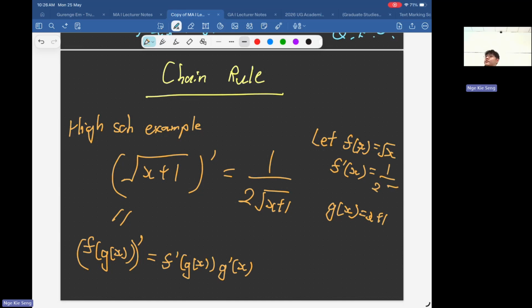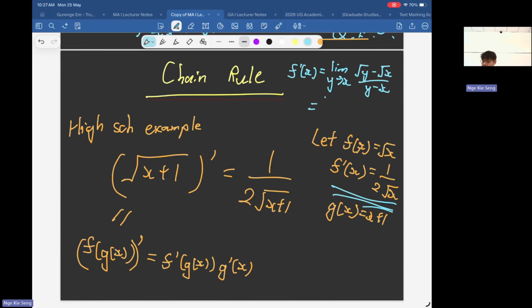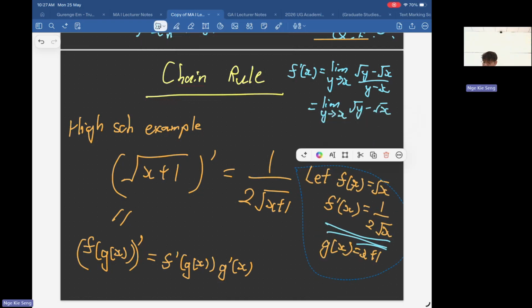So what do you get? 1/2 of square root of x. This one I think you need to memorize. If not, you need to use first principle to calculate it. But is it hard to do? How about we quickly show this since we have learned first principle? So f prime of x is the limit as y goes to x of (square root y minus square root x) over (y minus x), and then you can factorize the bottom part.